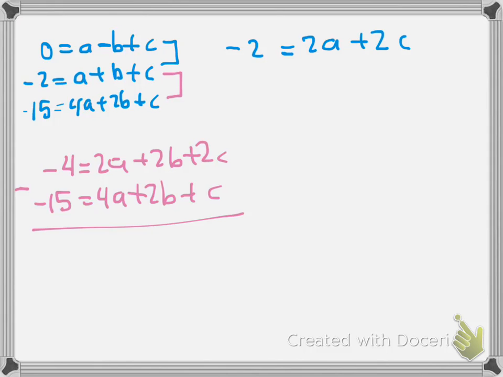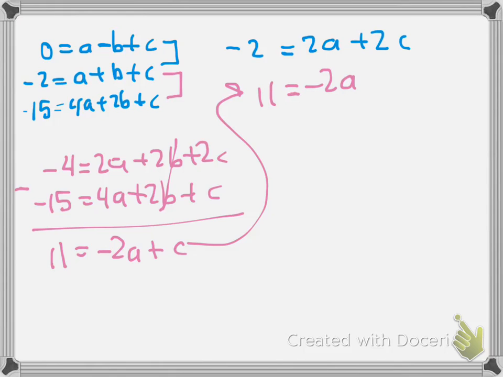I'm subtracting them because I want to eliminate that b variable. So negative 4 minus 15, that's a plus 15, so that gives me 11. 2 minus 4 gives me negative 2a, and 2 minus 1c gives me plus 1c. So perfect. I can take that information and bring it right up here. So I have 11, I have minus 2a, and I have plus c.